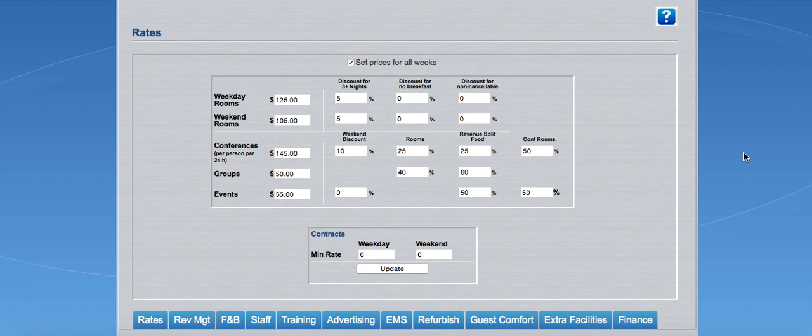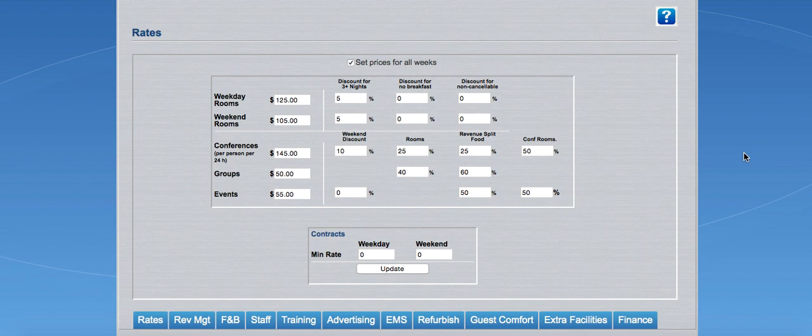Also on this page you can do discounts, so you can discount your weekday and weekend rooms for extended stay. You can do a no breakfast, so a room only rate, and you can also do a non-cancelable rate. Those are certainly a good idea to utilise, especially when occupancy levels are low. Do be wary of over discounting. You do need to offer discounts to try and incentivise guests, but you shouldn't over discount, otherwise you're going to suffer with regards to the revenue and the RevPAR that you're able to make, and those two metrics make up a big component of the scorecard.